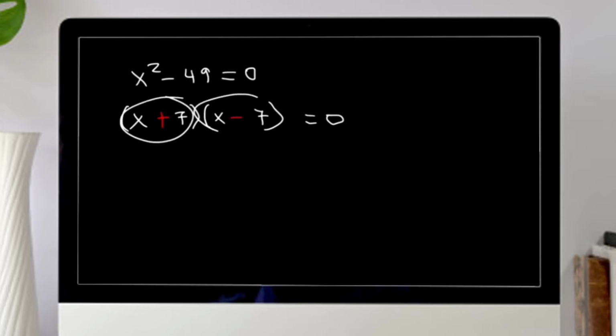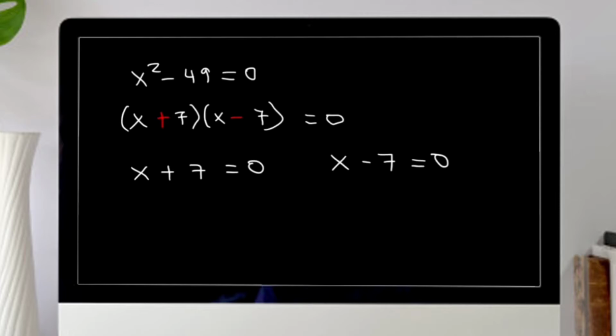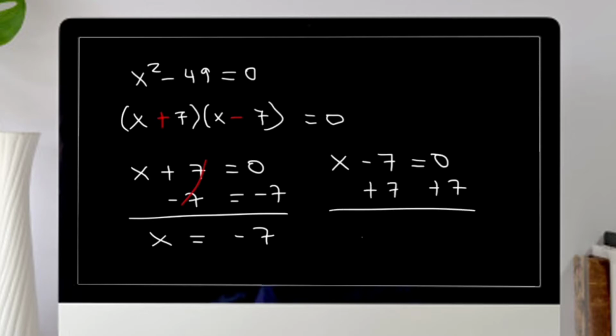Now you need to set each factor equal to 0 at this point, and then you can find the value of x. So we have x plus 7 is equal to 0, and x minus 7 is equal to 0. The reason why we can do that is because if one of these terms is equal to 0, then everything is 0. 0 times anything is 0. So x is equal to negative 7. And in the other equation, if we add 7 to both sides, we can see that x is equal to positive 7.